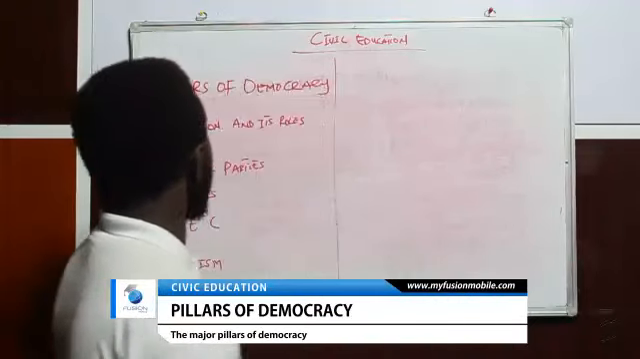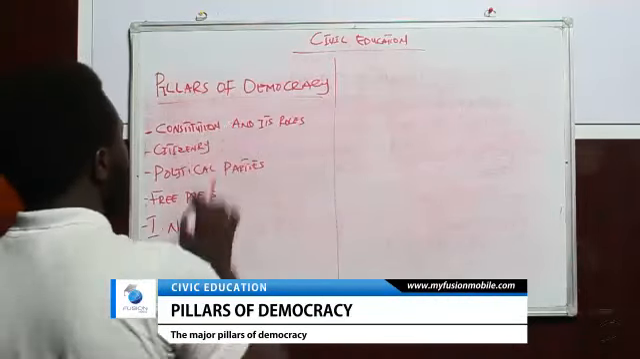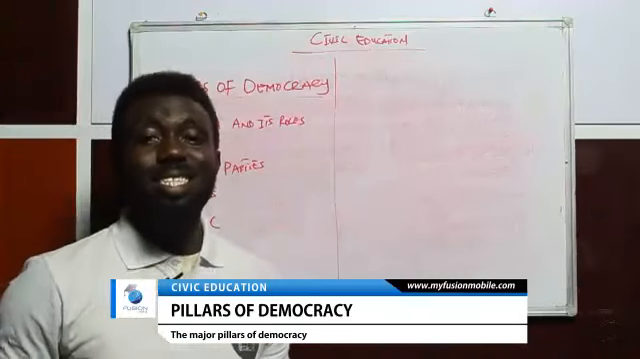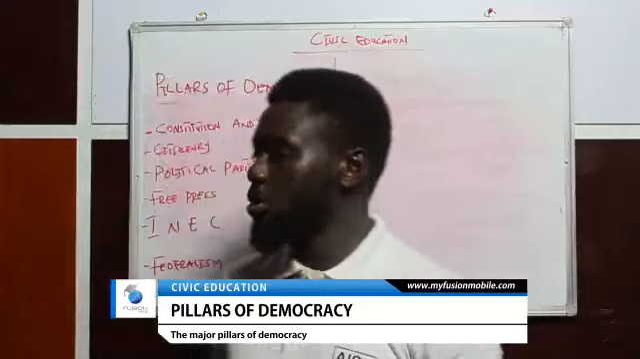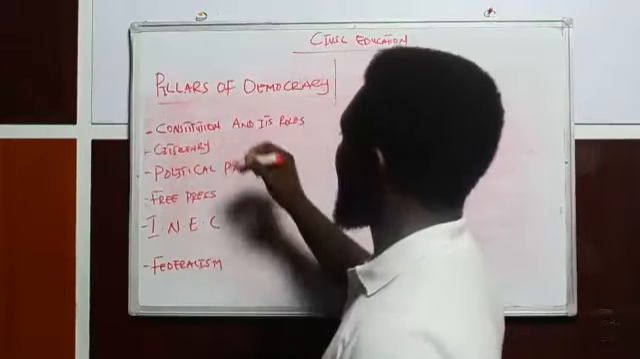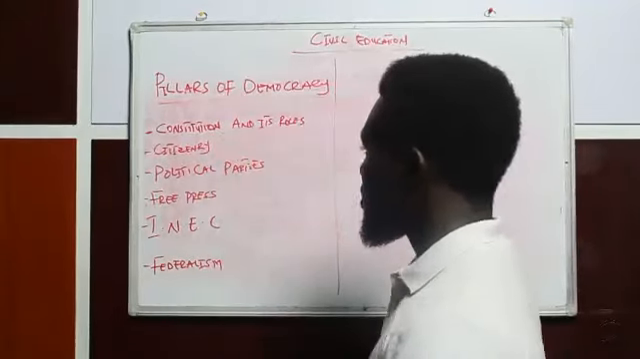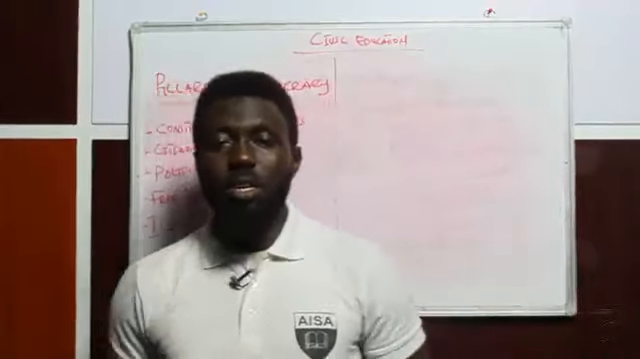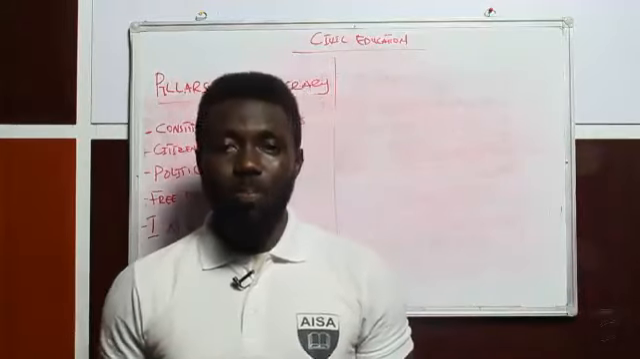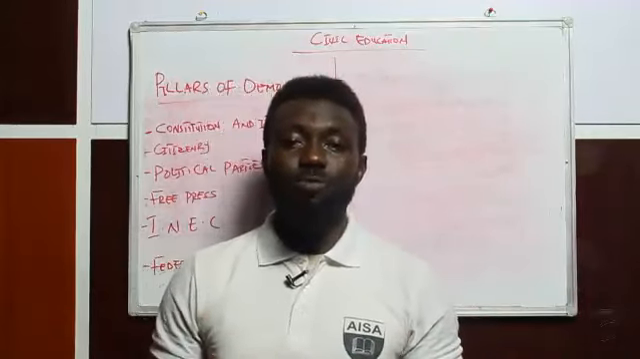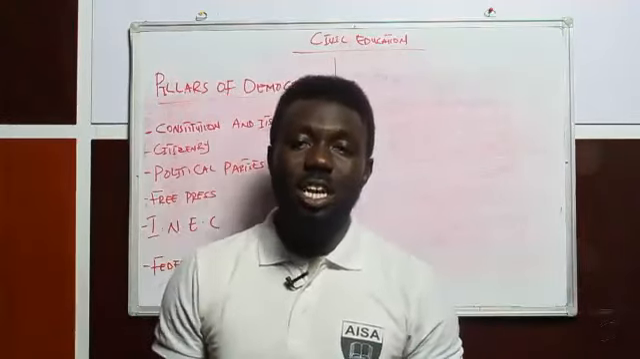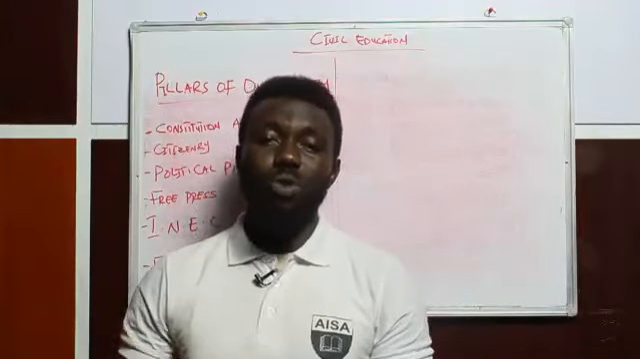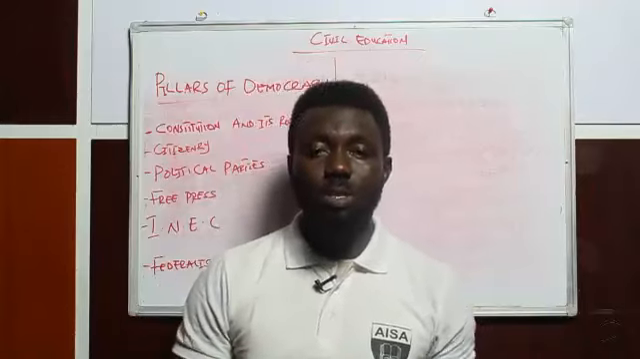Now, let us look at the first pillar. We are going to look at 6 pillars in this video. So the first pillar is the Constitution. Now, a constitution basically is a document that comprises the rules, laws, and regulations that govern a people.